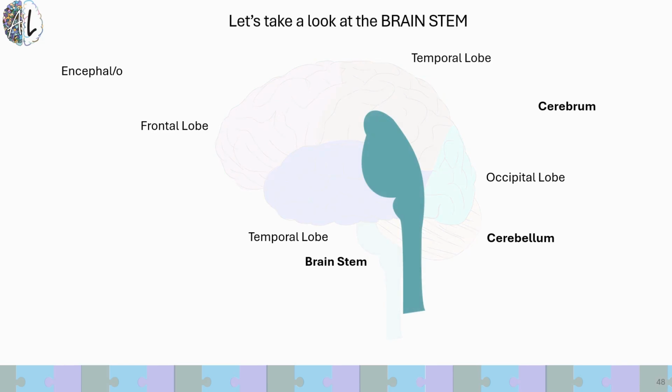Here is a view of the brain stem isolated for you. A good portion of it is tucked up underneath those other pieces, so I pulled it out here. There are three main portions to the brain stem. That very top piece that's almost hidden in the full brain picture is referred to as the midbrain.